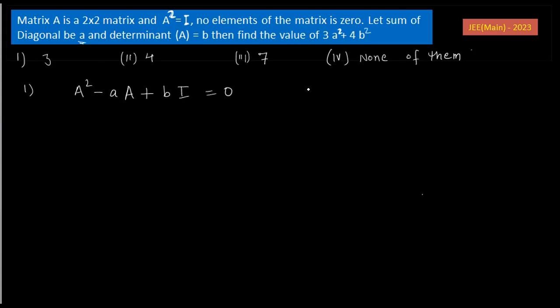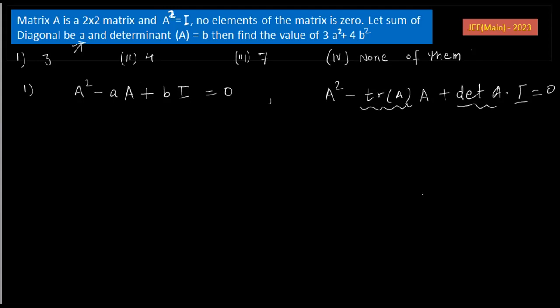If you don't know what the characteristic equation is, then it is very simple. Every matrix satisfies its characteristic equation, and the characteristic equation is nothing but A square minus trace of A into A plus determinant of A times I equal to the null matrix. So here trace means the sum of the diagonal elements, which is given to be small a, and the determinant is given to be small b. So once we put the value of trace and determinant, we get this characteristic equation.